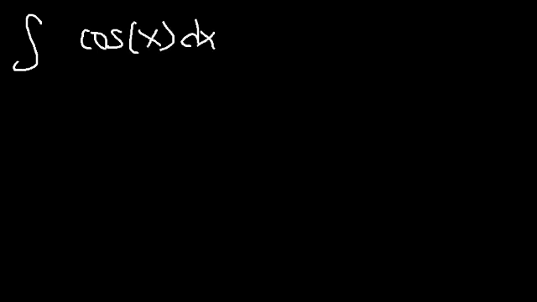Let's try this one. What is the antiderivative of cosine x? The derivative of what function will give you cosine x? The derivative of sine is cosine. So the antiderivative of cosine is sine x.